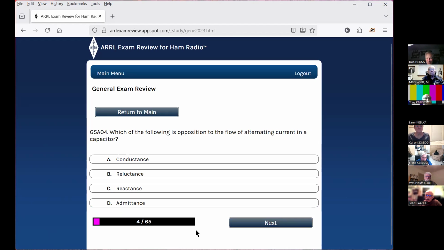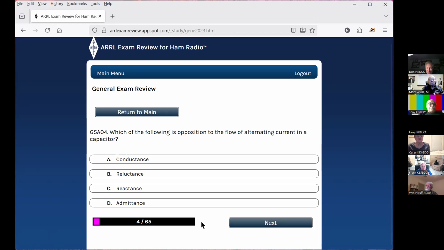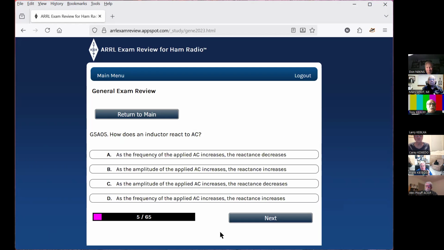Which of the following is opposition to the flow of alternating current in a capacitor? And you have the same choices in a slightly different order. Got to be reactance again. Yep, the answer is reactance again. Gotta love the way they try to confuse you. Yeah, well, a multiple choice exam takes you right back to high school, I think.